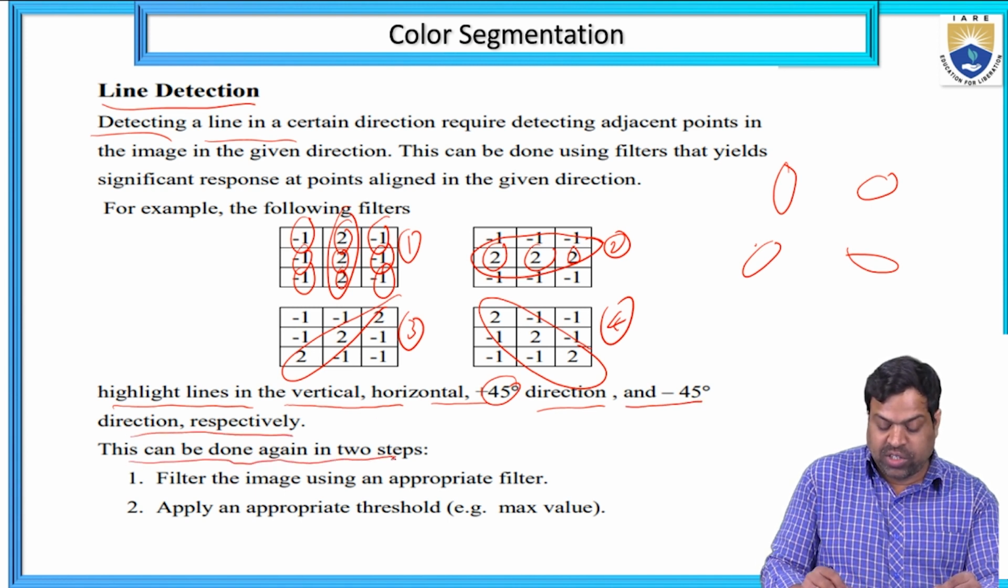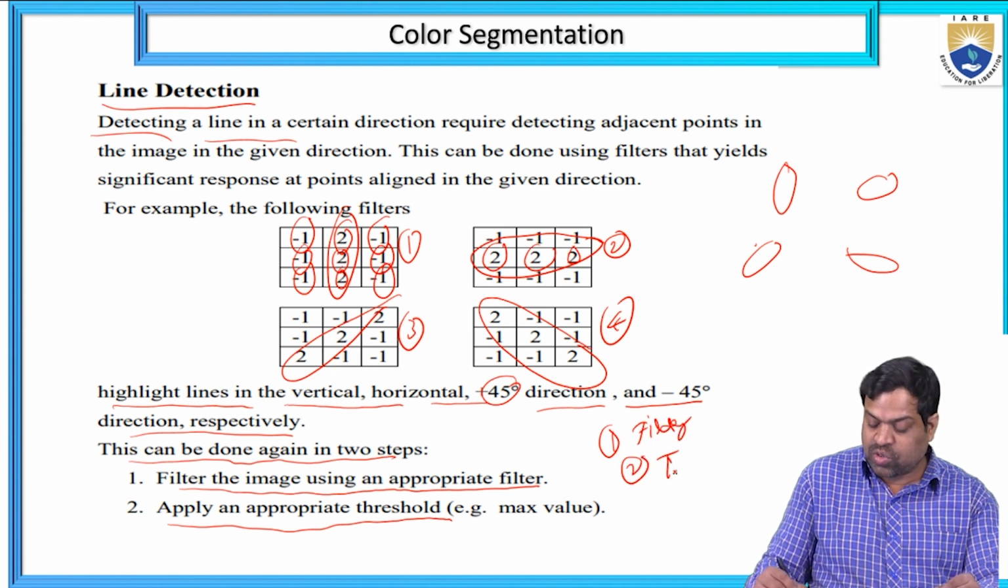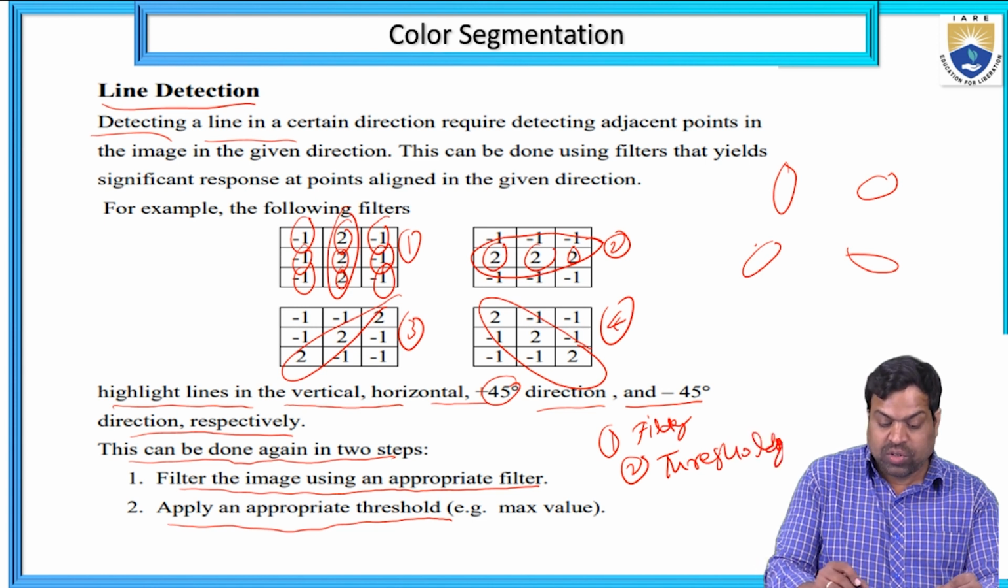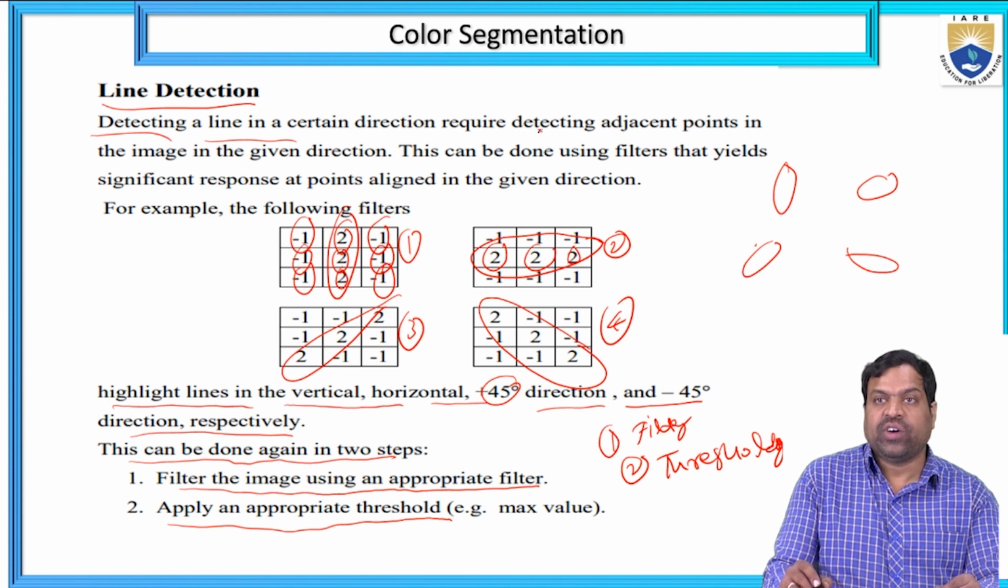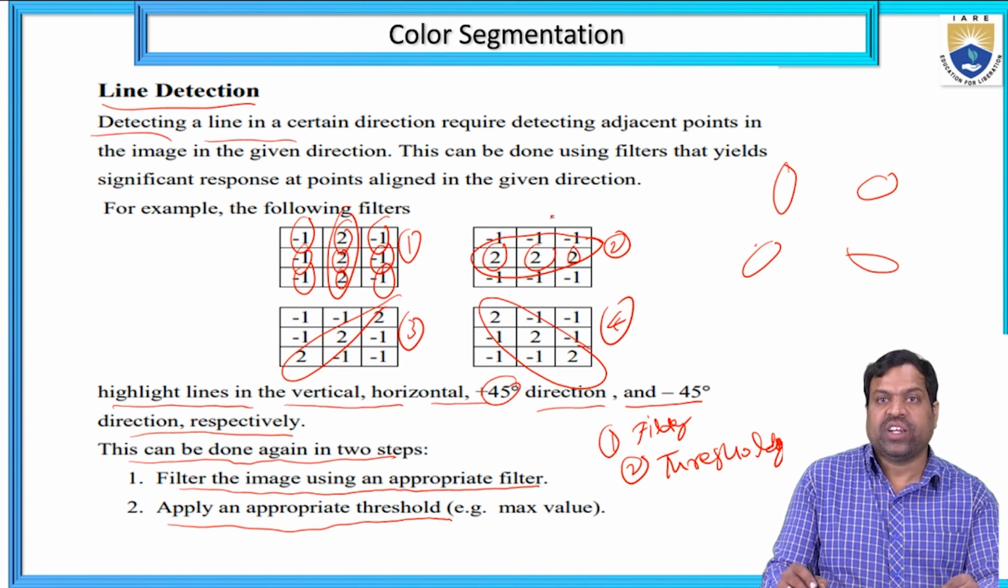This can be done again in two steps. Filter the image using an appropriate filter, and apply thresholding to the image. We know that for every image we have to do filtering and thresholding. So line detection is detecting a line in a certain direction, requiring detecting adjacent points in the image in the given direction. This can be done using filters that yield a significant response at points aligned in the given direction.